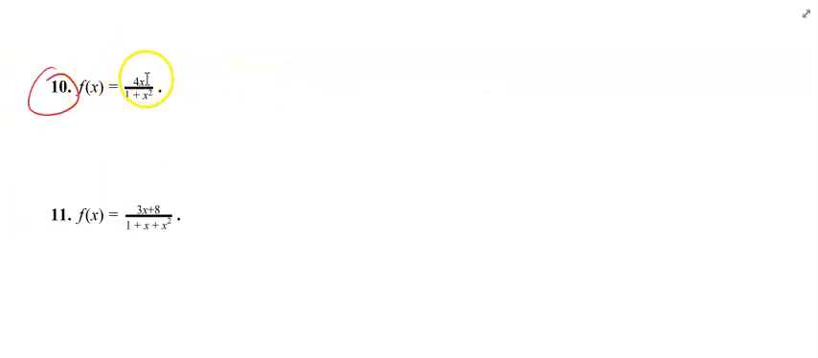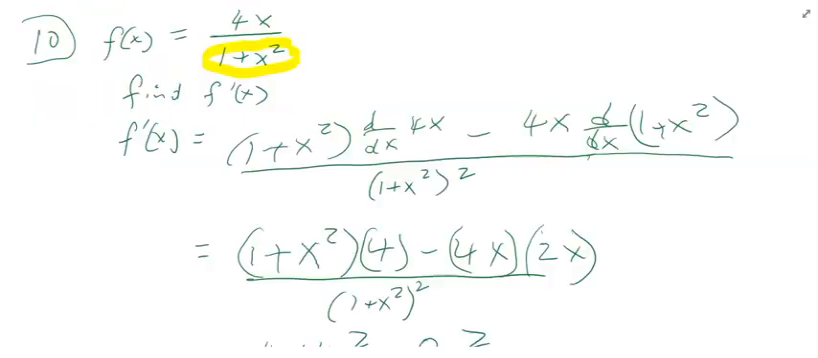Next problem: f of x is equal to 4x over 1 plus x squared. We want to find the critical values for that function. For this function, we find the derivative first of all. Because it's a quotient, we use the quotient rule: low d high minus high d low over low squared.